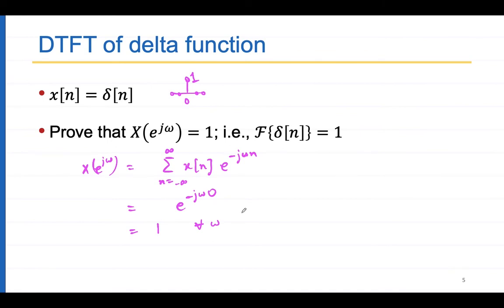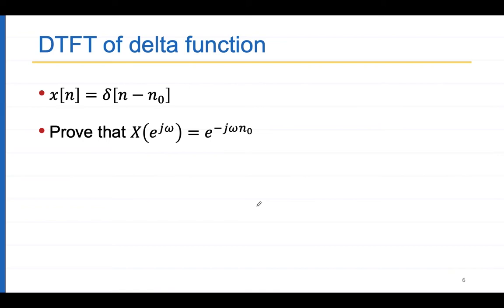Now let's go to the next example, a shifted impulse function. So it is shifted in time. Now what will be X(e^(jω))?